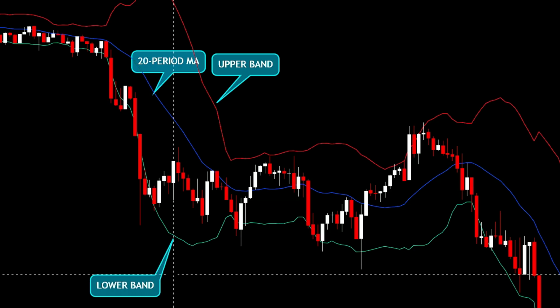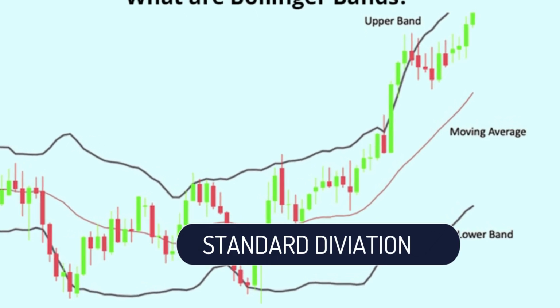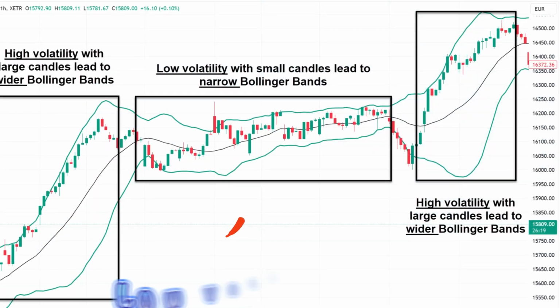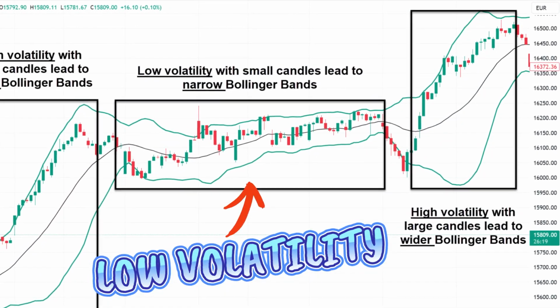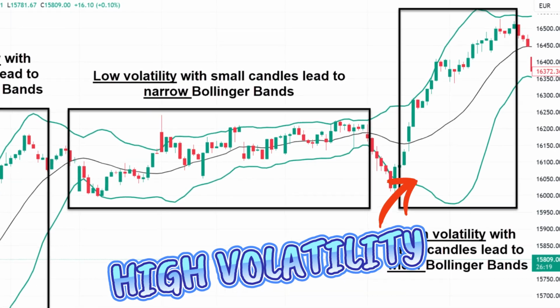These bands aren't just random lines. They're calculated using a standard deviation, which means they expand and contract based on market volatility. Basically, they can help tell you when the market is calm and when it might be about to move. So, let's break it down.